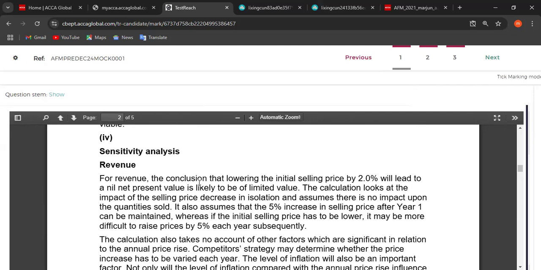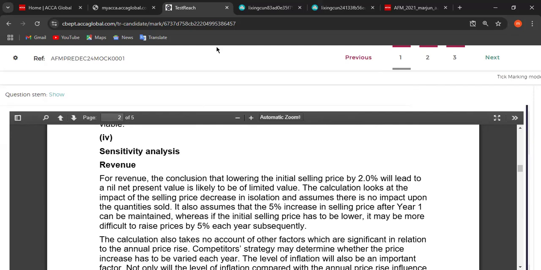Now the sensitivity analysis. For the revenue, the conclusion that lowering the selling price by 2% will lead the net present value to be zero is of limited value. The calculation looks at the impact of the selling price decrease in isolation and assumes there is no impact upon the quantity sold.